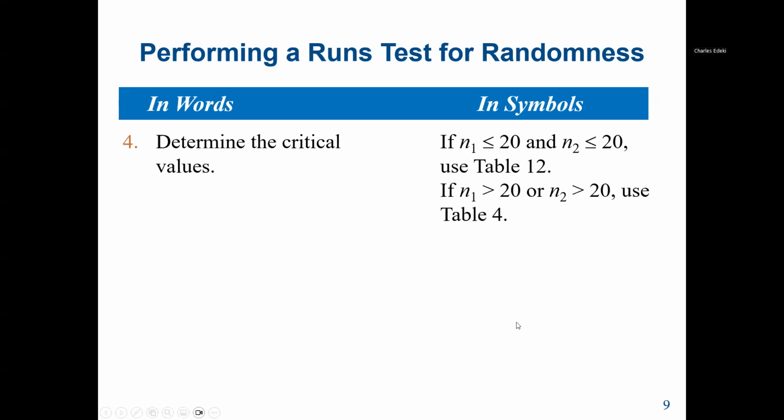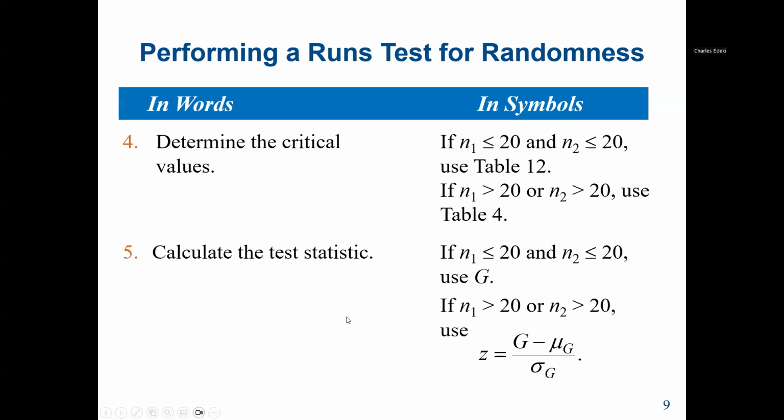For G, we can use the formula. So that's what is given here. If N1 is less than or equal to 20 and N2 is less than or equal to 20, then we use table 12. Other than that, if N1 is greater than 20 and N2 is greater, then we use table 4. Again, it depends on the textbook we are using.